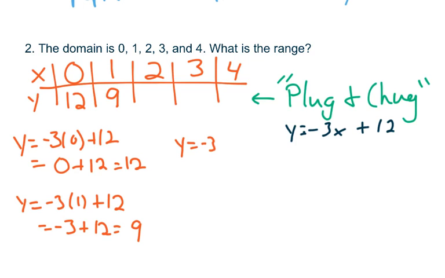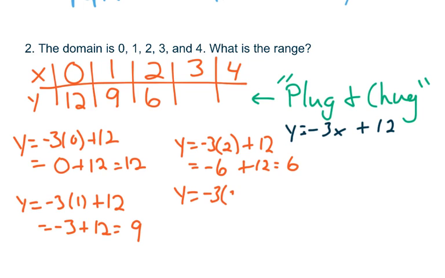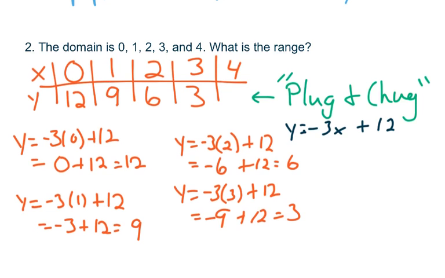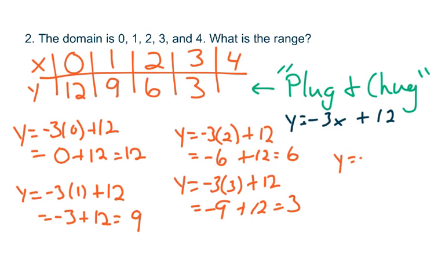Y equals negative 3 times 2 plus 12. Negative 3 times 2 is negative 6 plus 12. That would be 6. So 6 goes under 2. We're going to have y equals negative 3 times 3 plus 12. Negative 3 times 3 is negative 9 plus 12. That is 3. And we got one more to do here. Y equals negative 3 times 4 plus 12. Negative 3 times 4 is negative 12 plus 12.